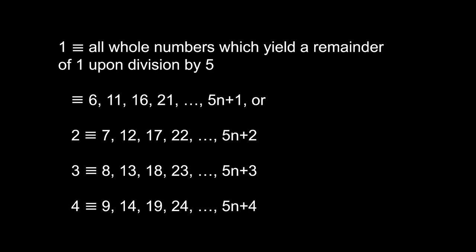And then we don't go to 5, right? We go back to 0 and the multiples of 5, which again give you a remainder 0 upon division by 5. So that's how the set 0 up to 4, that's very small, 5 symbols only, that's how that small set actually completes the set of whole numbers.